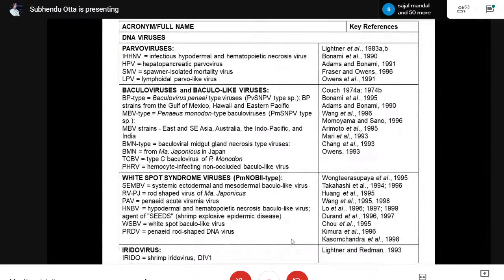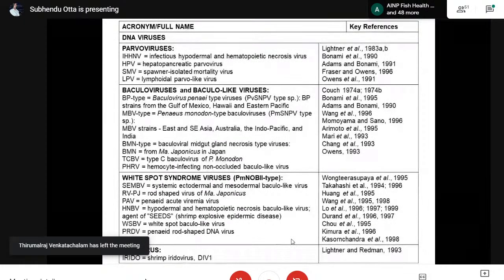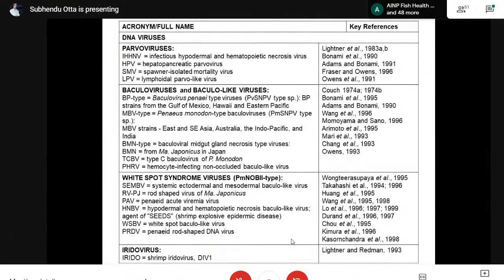Then one of the most important viruses is white spot syndrome virus, which is put in a separate group, a single virus. It belongs to the genus Whispovirus and the family Nimaviridae. At different time points, this has been named in different ways. Earlier it was called SEMBV, systemic ectodermal and mesodermal baculovirus, or RV-PJ, Penaeus japonicus rod-shaped virus, and WSBV or white spot baculovirus. It has got so many names, but finally it is called white spot syndrome virus, WSSV.